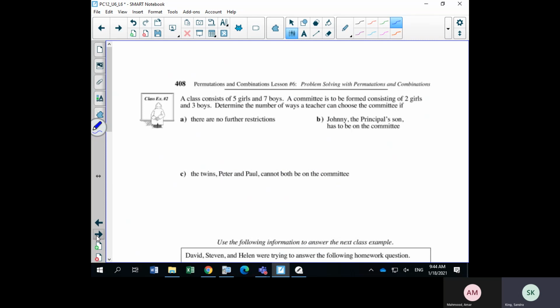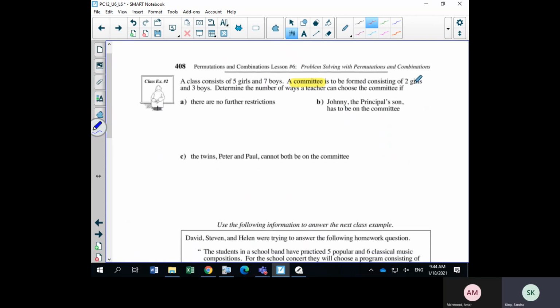Let's do class example number 2 and number 3, and then we'll do a homework question. A class of 5 girls and 7 boys, and we're making a committee. If we are doing a committee, Brenna, is this going to be a combination or a permutation? It is going to be a combination. Words, making words is always going to be a permutation. You guys are making committees, you're doing a combination.